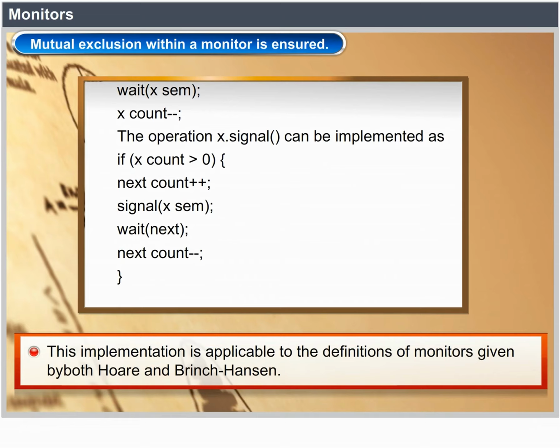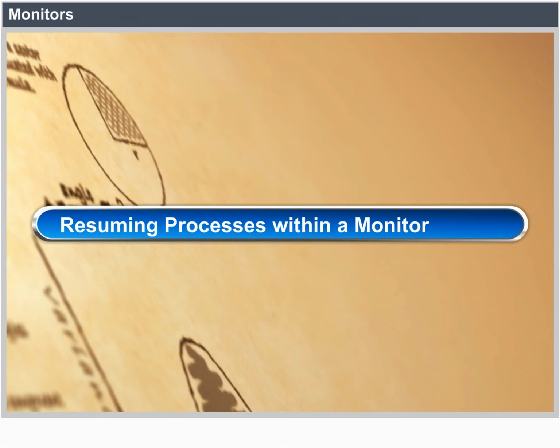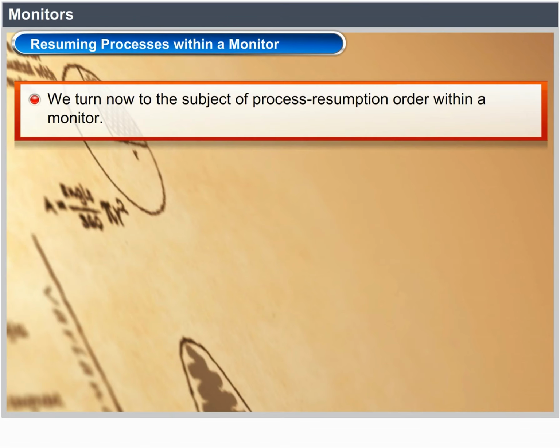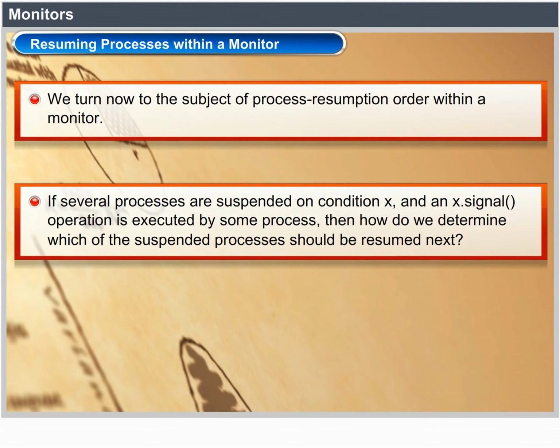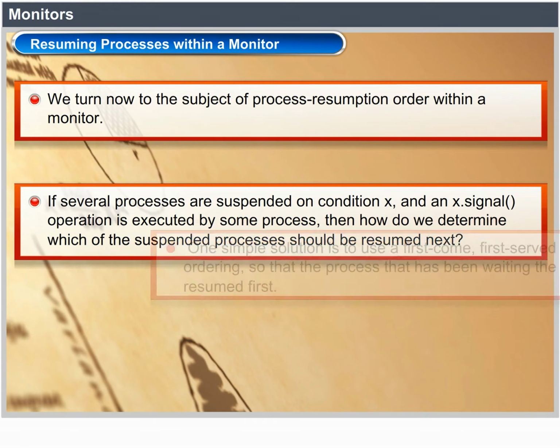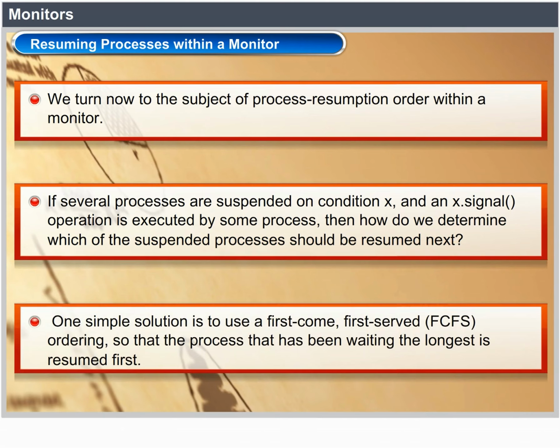Resuming processes within a monitor. We turn now to the subject of process resumption order within a monitor. If several processes are suspended on condition x and an x.signal() operation is executed by some process, then how do we determine which of the suspended processes should be resumed next? One simple solution is to use a first-come, first-served (FCFS) ordering, so that the process that has been waiting the longest is resumed first. In many circumstances, however, such a simple scheduling scheme is not adequate.